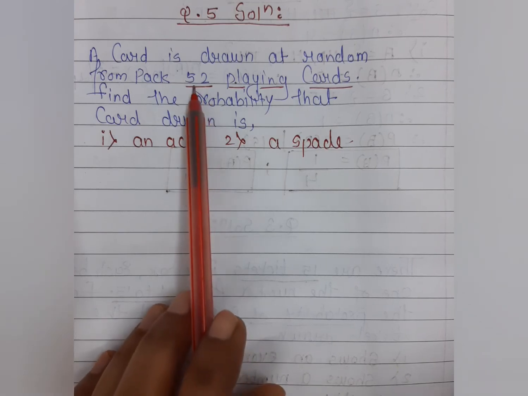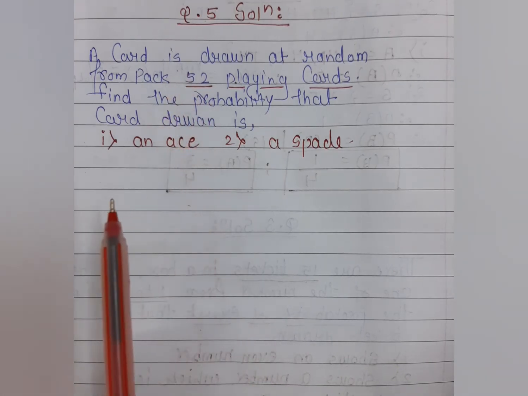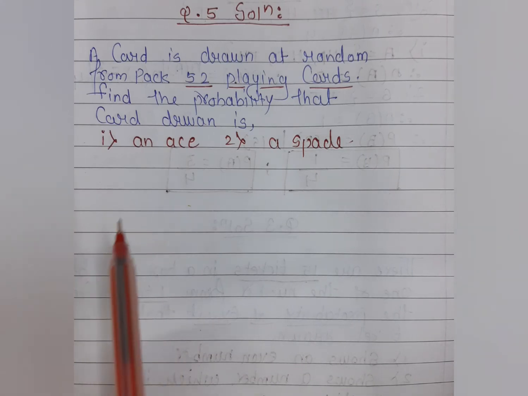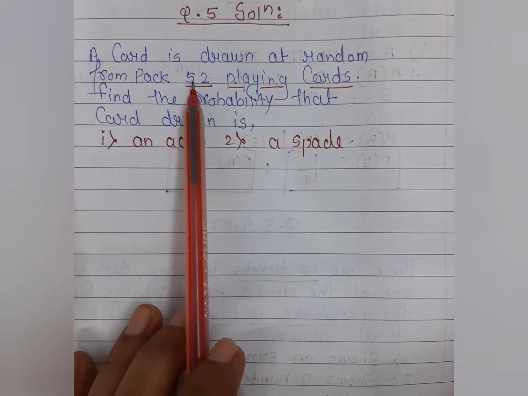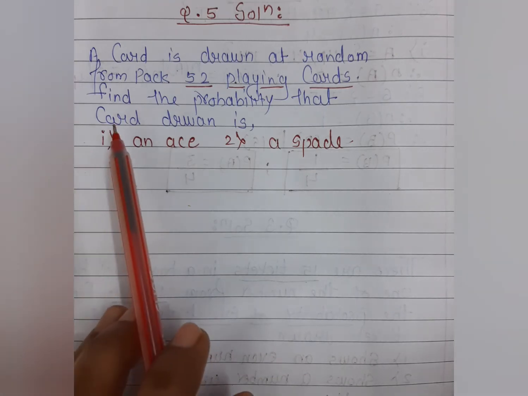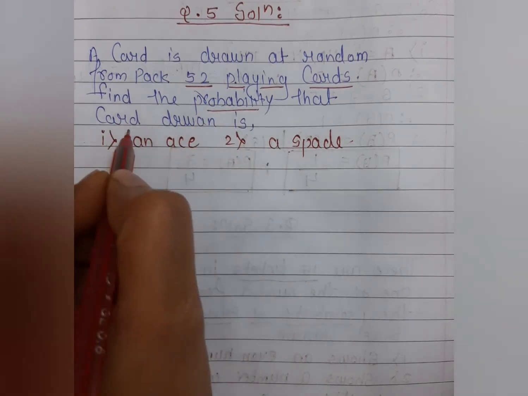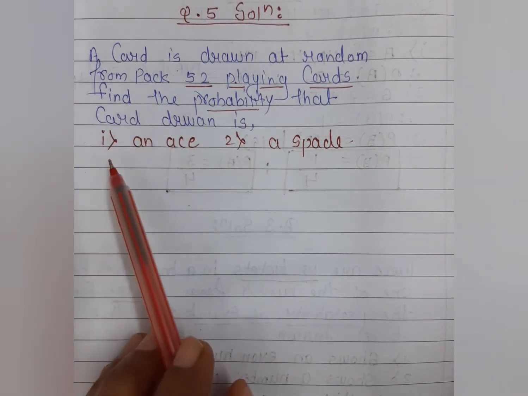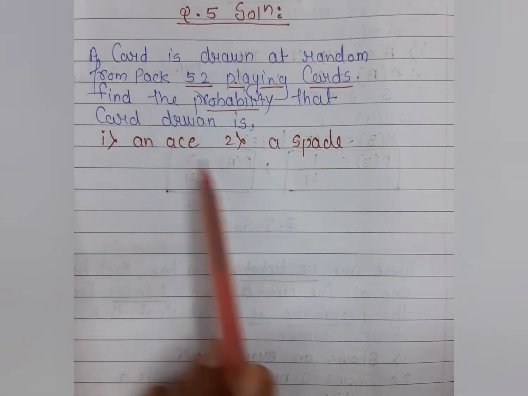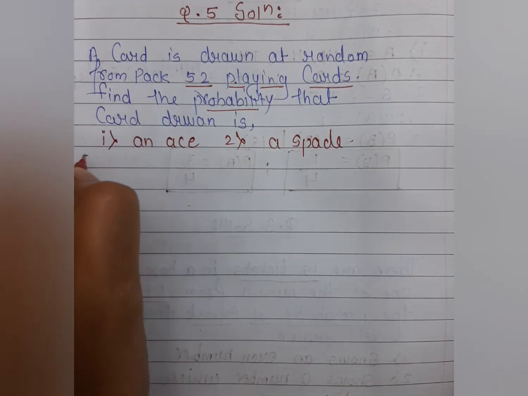of cards is 52. As you know very well, students, in the previous videos I have already explained how many cards and how many divisions of cards are present, and here we have to find out the probability of the events. So here we have the first condition, that is an ace, and the second condition is spade. So let us move on to the solution of this question.